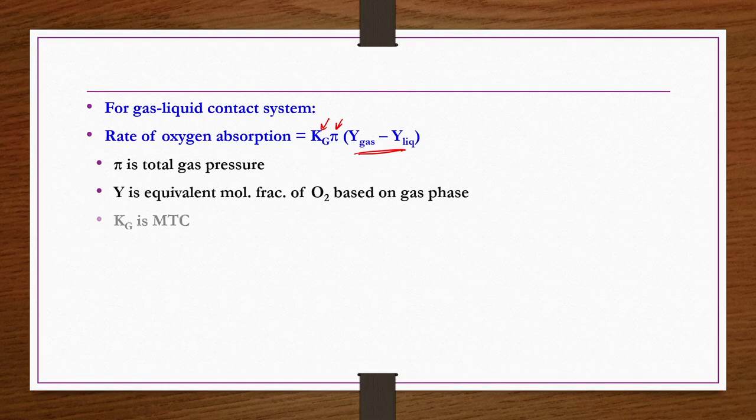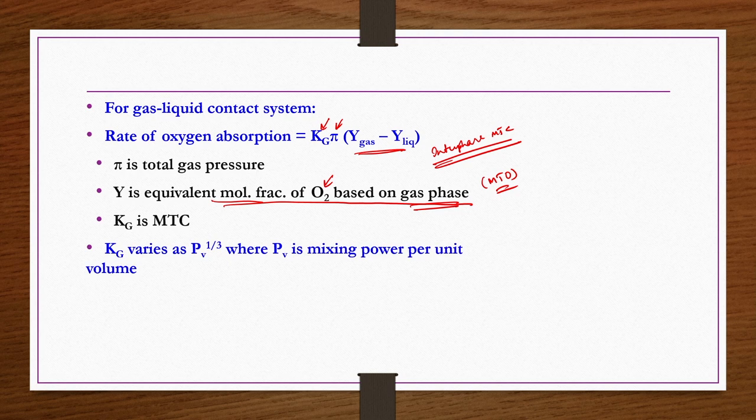For example, if you have a gas liquid contact system, then the rate of oxygen absorption is given by the mass transfer coefficient multiplied by the pressure multiplied by the concentration difference. Here pi is the total gas pressure, kg is the mass transfer coefficient, y is the equivalent mole fraction of oxygen based on the gas phase, because the gas liquid interface would be there, so interface mass transfer coefficients come into play. So what does it mean? You can understand this in mass transfer operation courses where you discuss interface mass transfer.